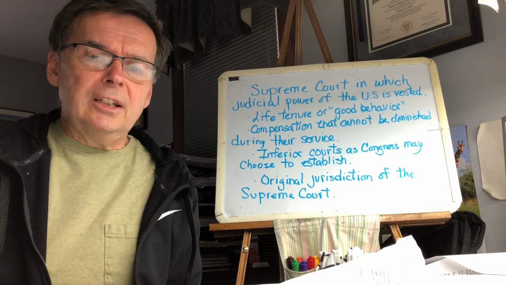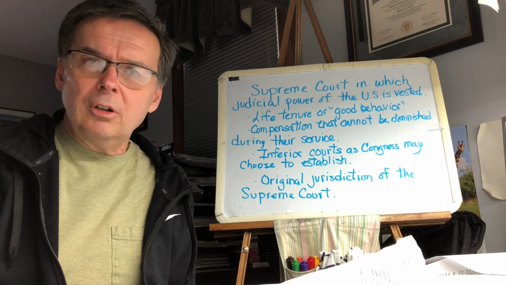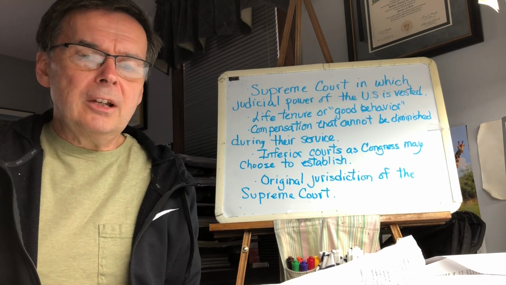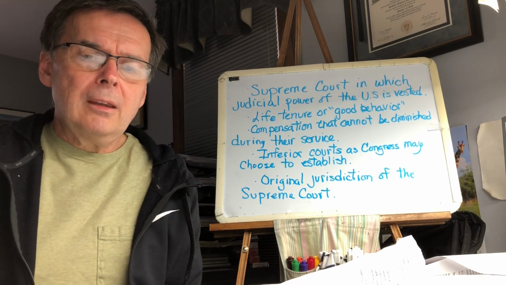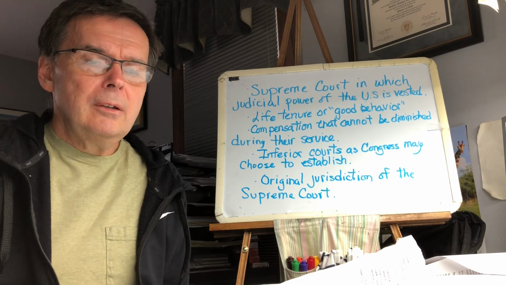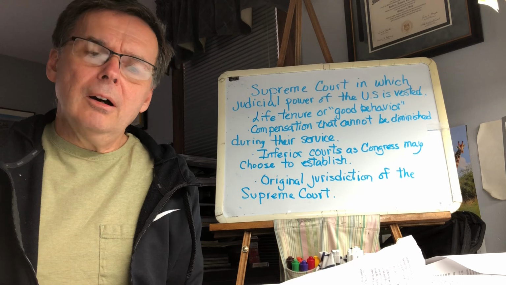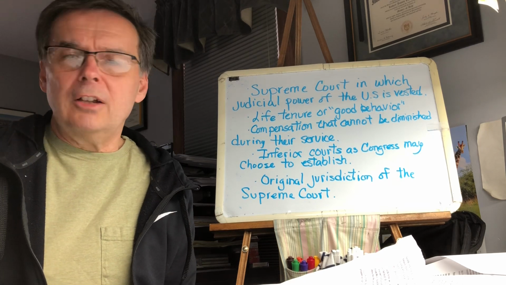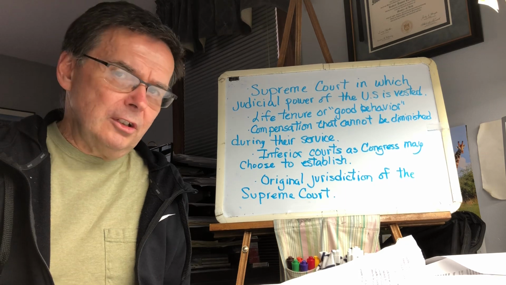Among key issues that did not make it into the new document were no federal courts below the Supreme Court, explicitly giving the Supreme Court the power of judicial review. Again, judicial review is the power to review acts of other branches and rule them unconstitutional if need be. Limited terms for justices and more.